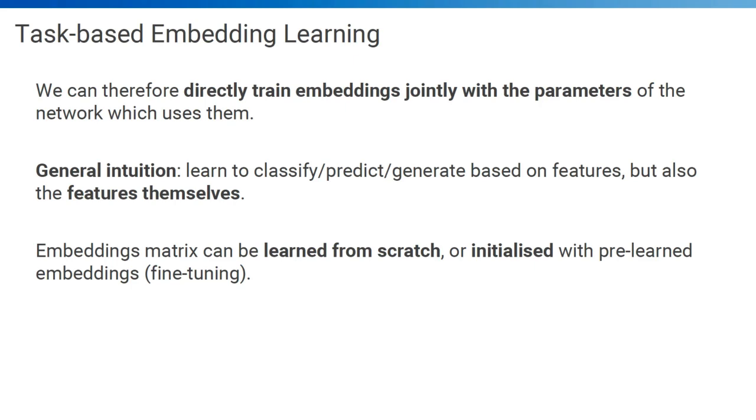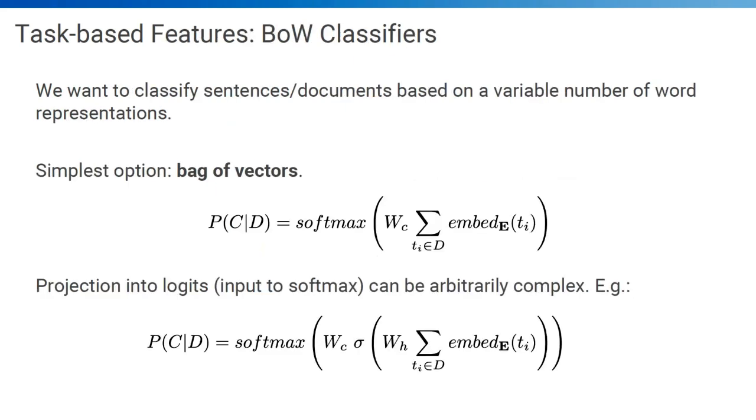Especially if we have a lot more unlabeled data, we could simply train a Word2Vec model on that and use its embedding matrix to initialize the embedding matrix of our task-specific model. So this is often referred to as fine-tuning. I'll give you a few examples of this to wrap up.